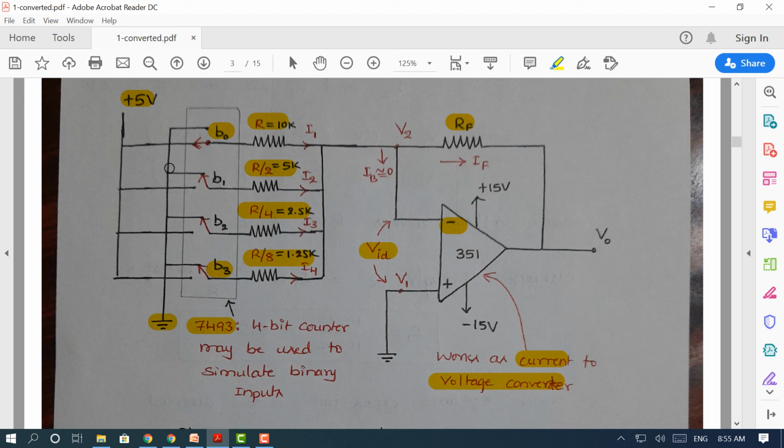So this is the complete circuit, which is a 4-bit binary weighted resistor type digital to analog converter. The 4-bit digital data that we apply here gets converted into analog data and appears across V0. So this is the circuit description. Later on we will explain the working of this digital to analog converter.